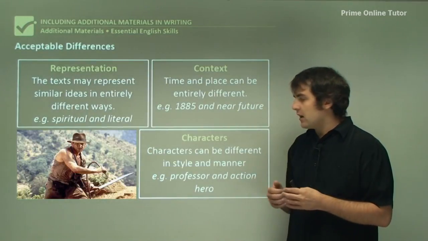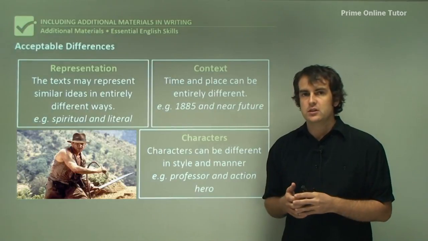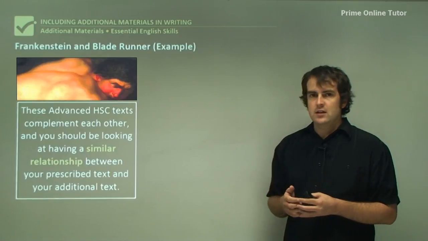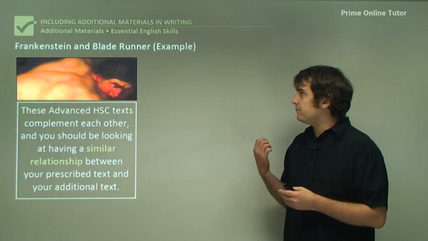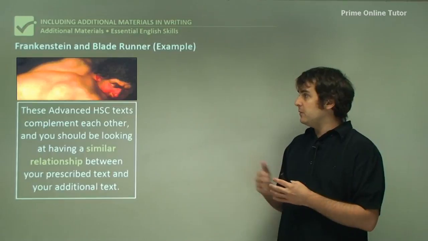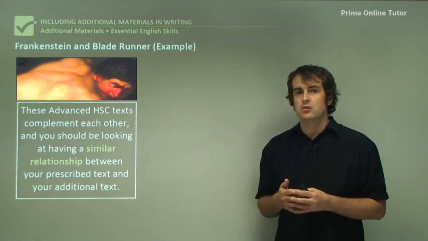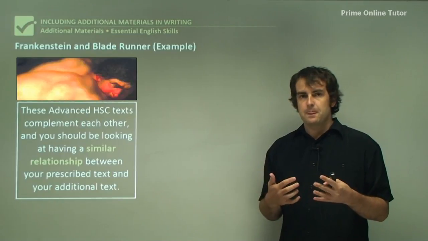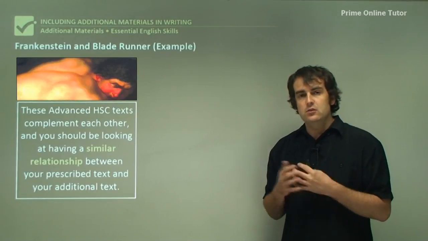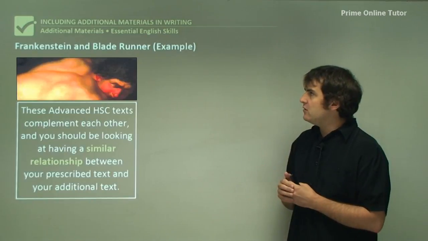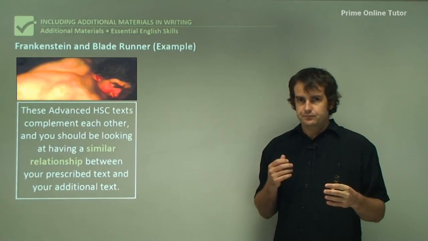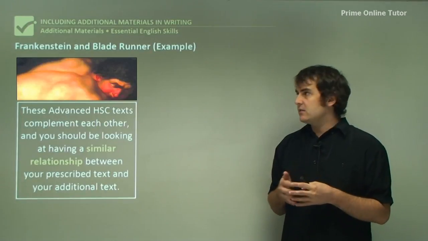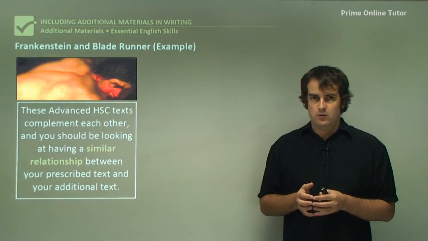So even if your characters are completely different to those included in your main text, it doesn't really matter. Okay, so let's look at an example. For those of you who are doing HSC English Advanced, this would be a familiar example, which is actually part of the text and context unit, which is two texts which complement each other: Frankenstein and Blade Runner. The reason you study them together is because they do complement each other. This is a similar way you have to look at covering your additional material in a prescribed text. In other words, they should go together like these two do.